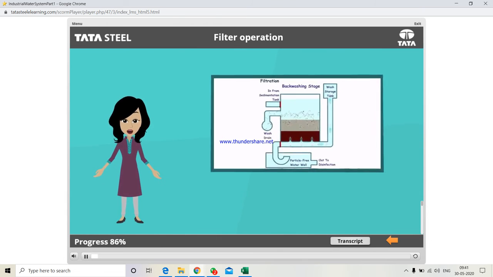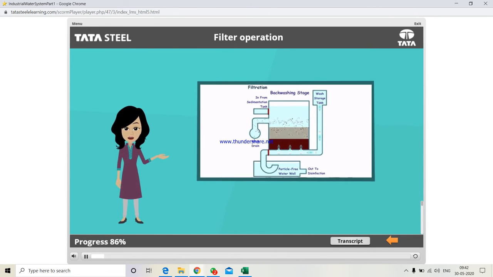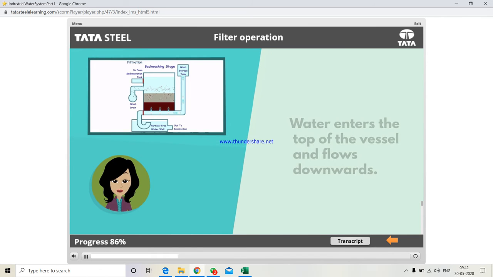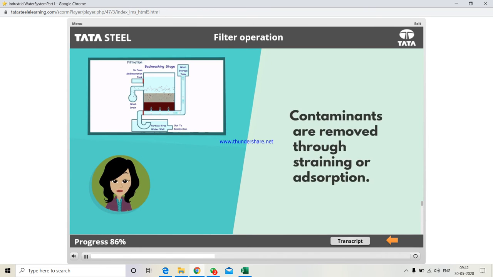We know that filtration removes contaminants, but there is much more behind this, which is filter operation. The filter medium used is sand, but other materials like anthracite, garnet, manganese dioxide, granular activated carbon, dolomite and others are used for special applications. Water enters the top of the vessels and flows downwards through the bed of media and leaves through a collector system at the bottom. Contaminants are removed through straining or adsorption depending on the chosen media.